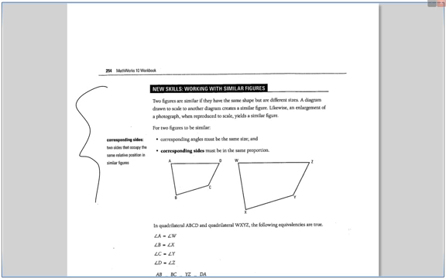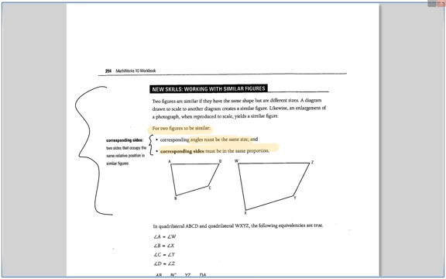So this first part of page 254 is absolutely critical to similar figures. You must memorize these two bullet points. For two figures to be similar, you have to have angles that are the exact same, and the sides have to be in proportion. And it says corresponding angles and corresponding sides.